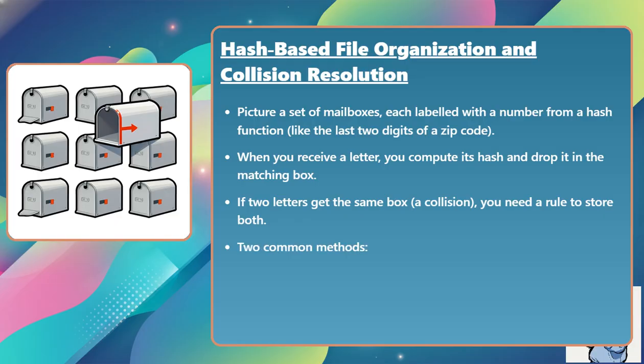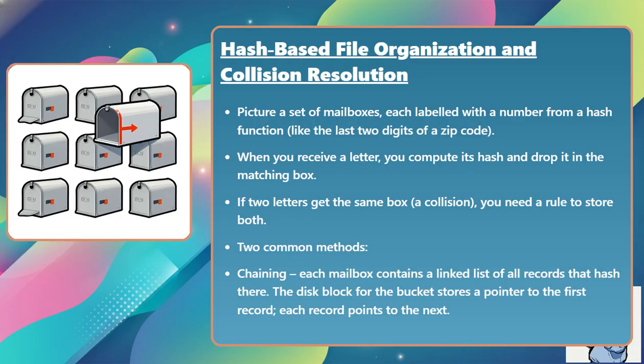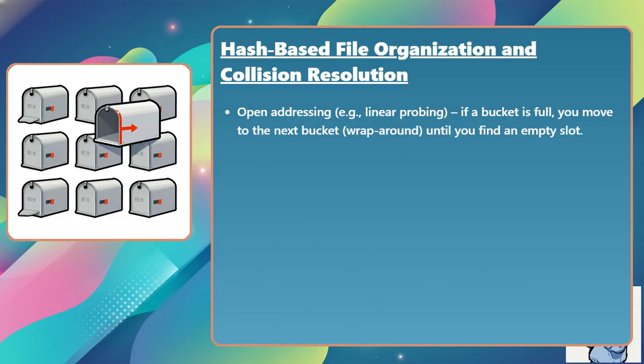2 common methods. Chaining: each mailbox contains a linked list of all records that hash there. The disk block for the bucket stores a pointer to the first record. Each record points to the next. Open addressing, linear probing: if a bucket is full, you move to the next bucket, wrap around, until you find an empty slot.